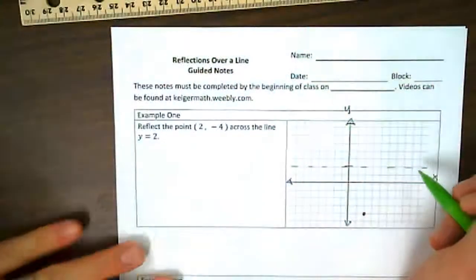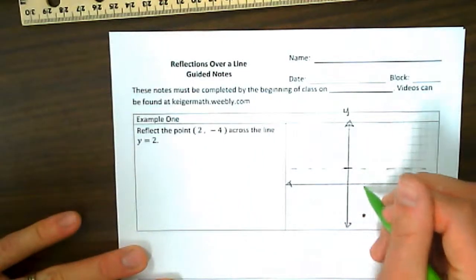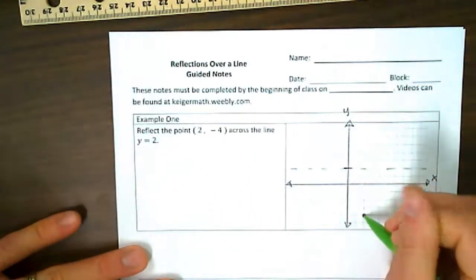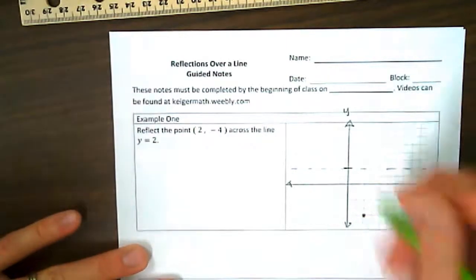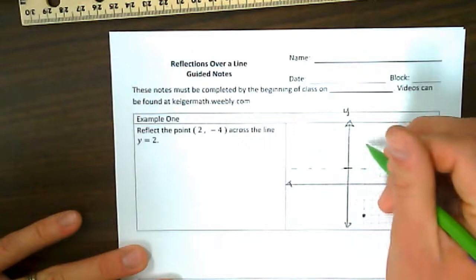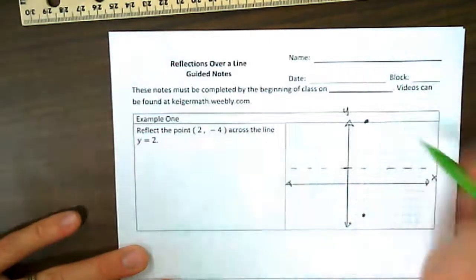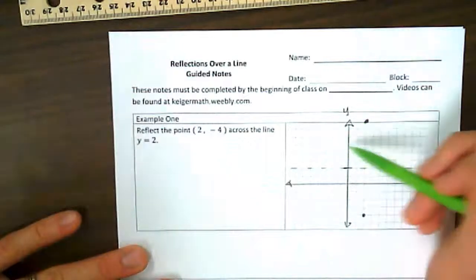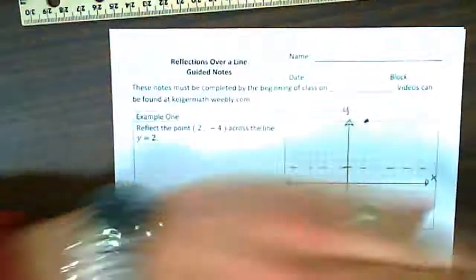Alright? And it's interesting, this point C is 1, 2, 3, 4, 5, 6 below that line y = 2. So for my answer, I'm going to go 1, 2, 3, 4, 5, 6 above. And I'm almost off the graph, but that's my answer right there, that point, because if this is like a mirror, if I could flip this, it would be in the same spot.